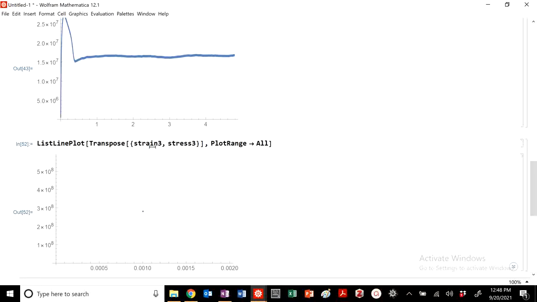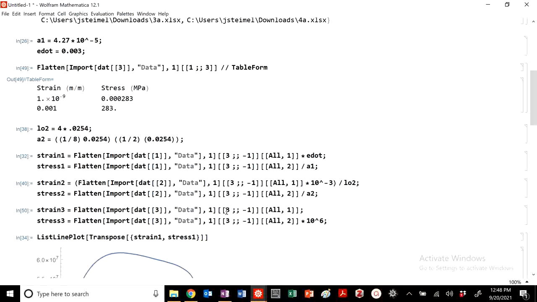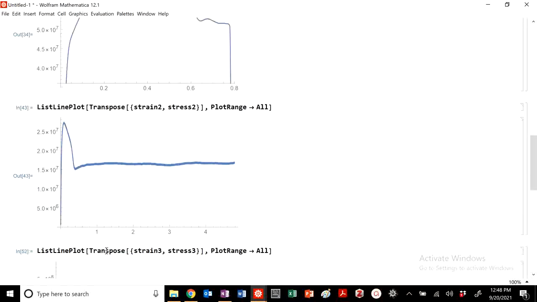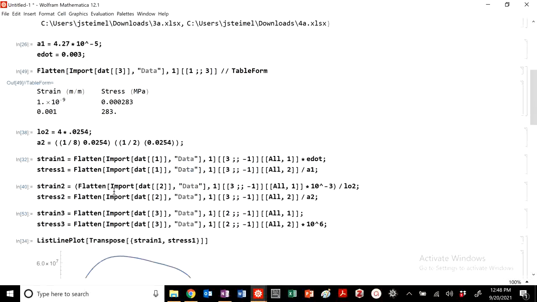This line plot. All right. Oh, I don't want 3, excuse me. See, this is where you could get in trouble. So I want 2 to the end. So now I could, and that's a very, very straight line, but I wonder what material that might be. Ceramic. It's a ceramic.